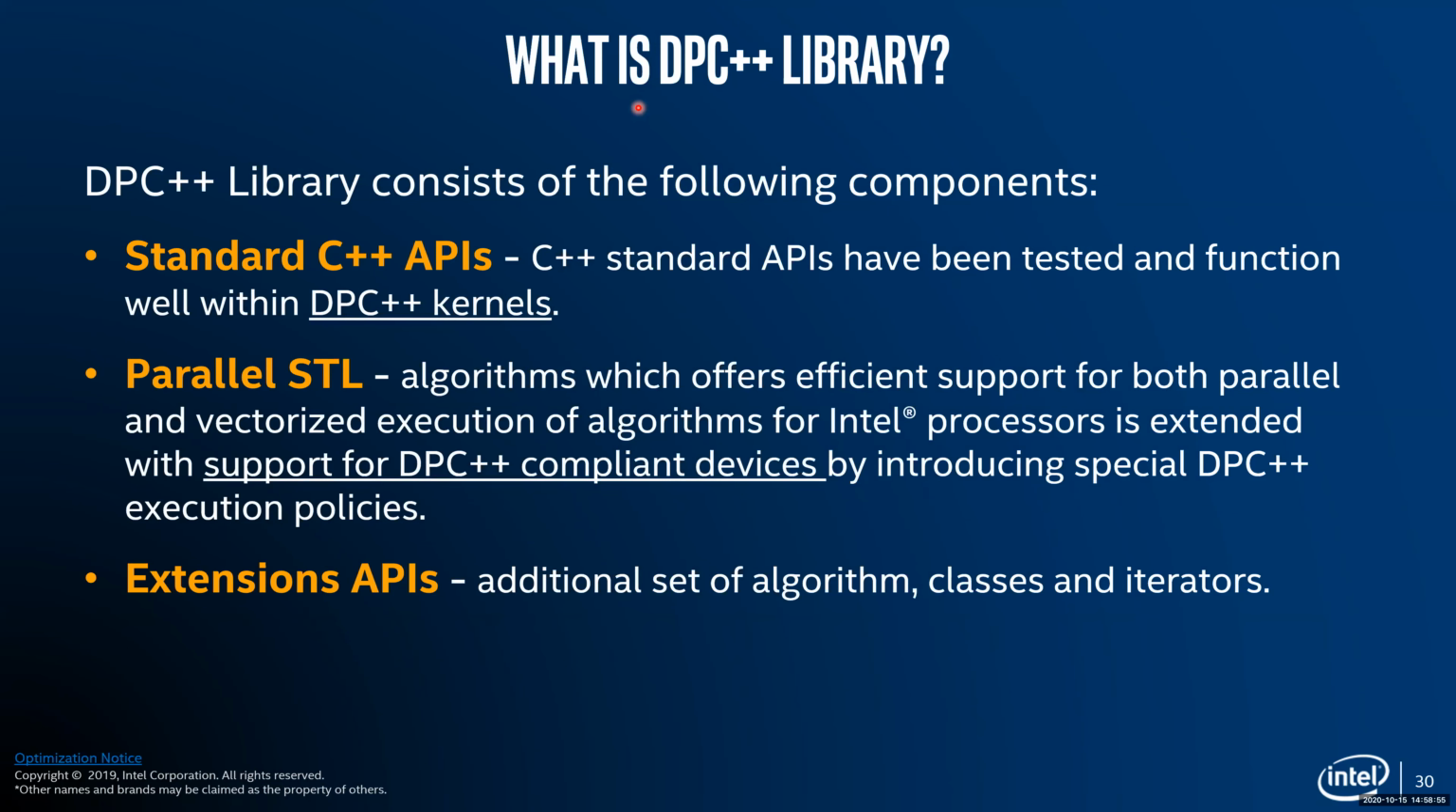So mainly the Data Parallel C++ library consists of three components. It's the standard C++ APIs, and the parallel STL algorithms, which are now extended for heterogeneous computing. And also there are some extension APIs which are added on top of these through standards.